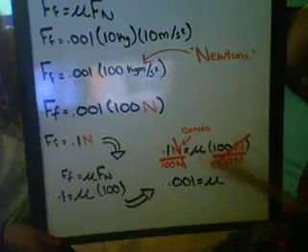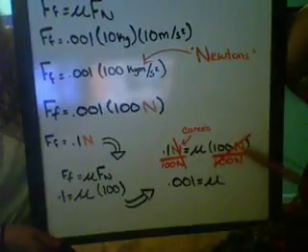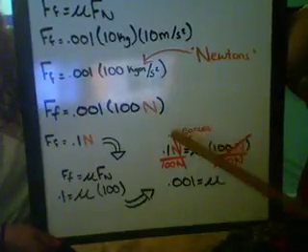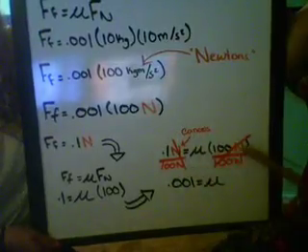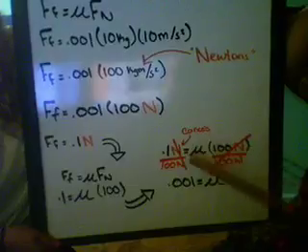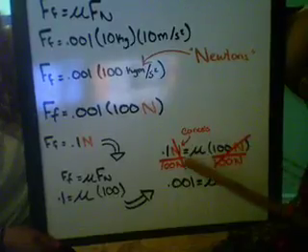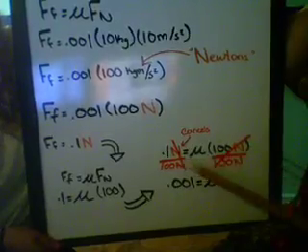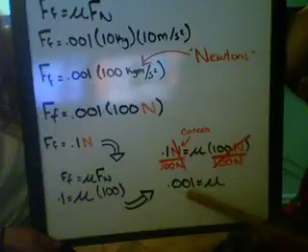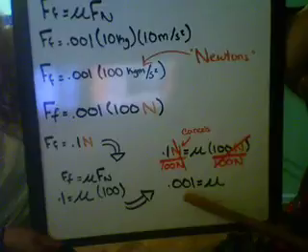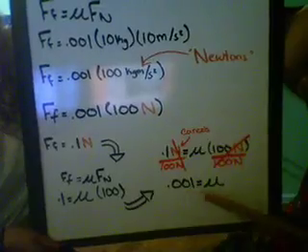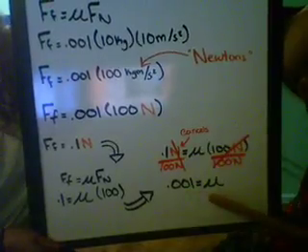Now to solve for mu, we divide out 100 newtons on the right side, and divide the left side by 100 newtons as well. On the right, 100 newtons cancels out, and on the left, the newtons cancel out. And we are left with mu is equal to 0.001 without units. And there you have it. How to find the force of friction in an example problem, and why mu has no unit.